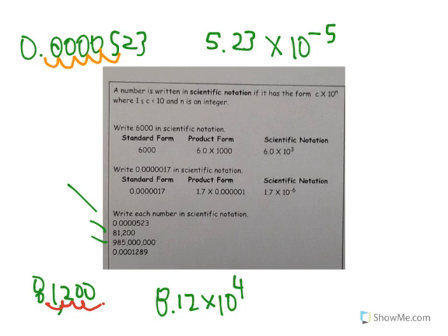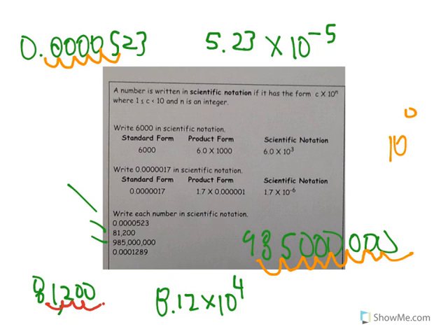For this one here, it's going to be 985,000,000. Again, my decimal point is here. I just don't see it, so I'm moving over 1 space, 2 space, 3 space, 4 space, 5 space, 6 space, 7 space, 8 spaces. So 10 to the 8th. And then it's going to be 9.85 times 10 to the 8th. So that's how this works.